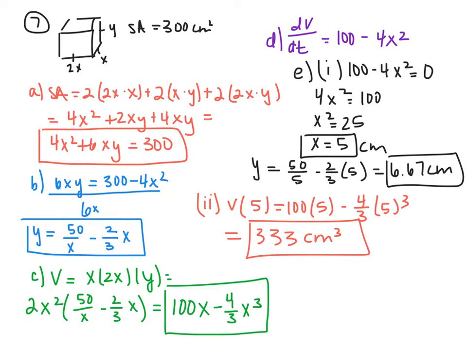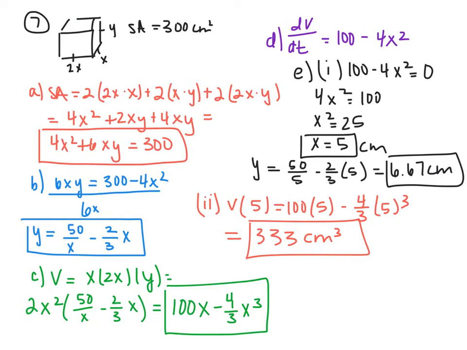So then part B wants us to write an expression for y in terms of x. So basically they want us to solve this thing for y. So I subtracted 4x squared from both sides and then divided both sides by 6x. You get y is equal to 50 divided by x minus 2/3 x.